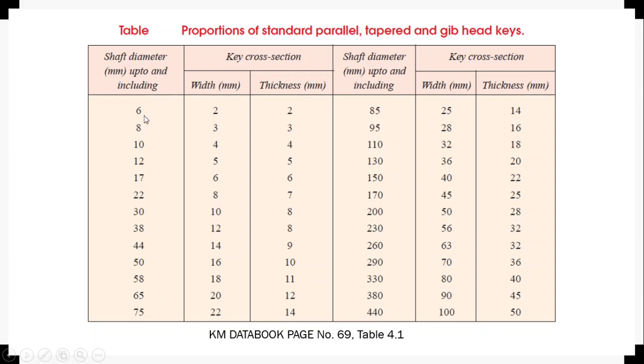If the shaft diameter is equal to 6 mm, then we can select the key cross section as width equal to 2 mm and thickness equal to 2 mm. Then for different shaft diameters, different sets of key cross sections are available in the table given in the KM data book, page number 69.